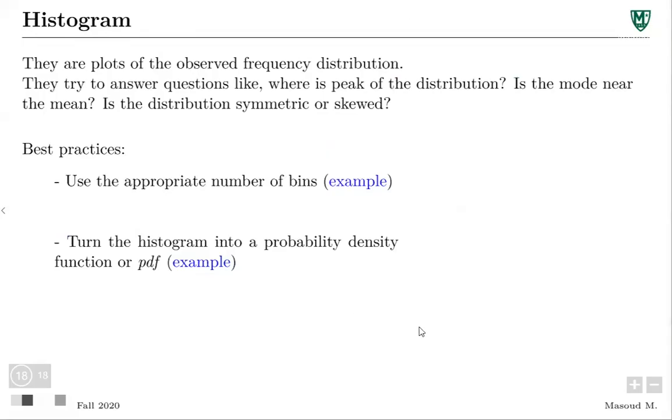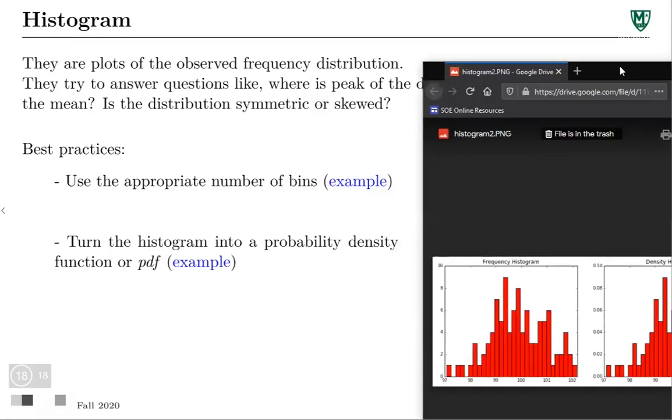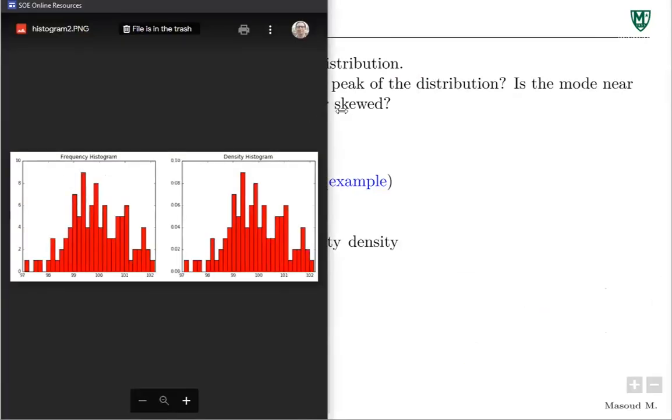Last thing, it's highly suggested that you use a probability density function instead of just the histogram. Or better to say, instead of a histogram that shows the number of occurrences of each event, use the probability, which you can get by dividing the values by the whole number of events. Right? A good example here.